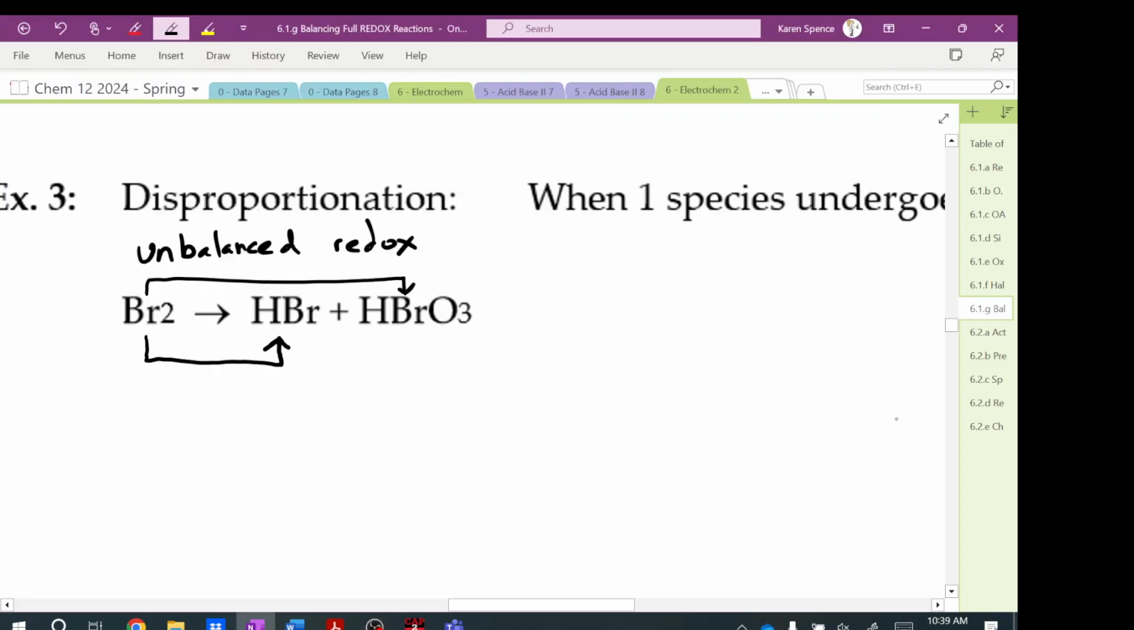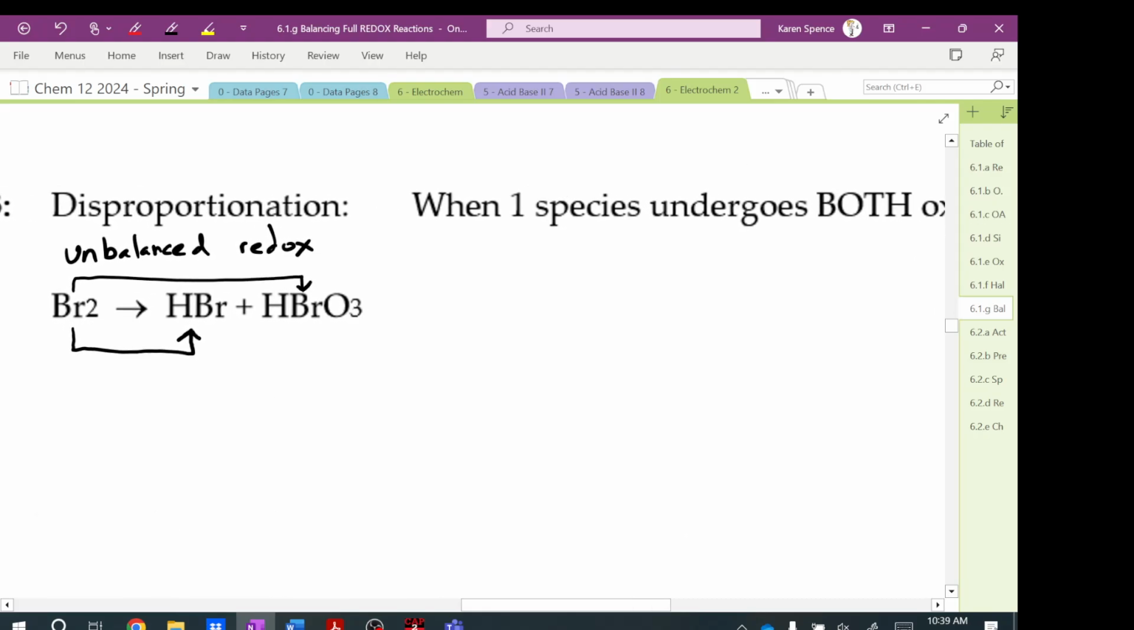So the one reactant, some of them undergo oxidation and some of them undergo reduction. Can you guess which product is the product of oxidation? I've got a little trick here for you.